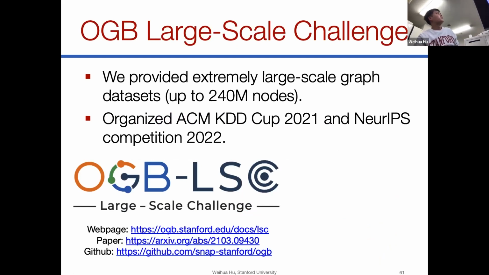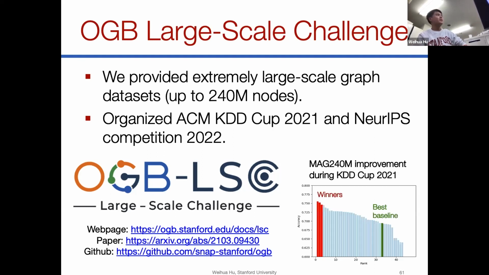We also went further to organize the graph machine learning challenge. We thought OGB is really great, but the scale of OGB doesn't reflect the industrial scale of graphs that we find in many applications. So we provided extremely large graph datasets up to 240 million nodes, and I think it's around 300 or 400 gigabytes of data that we distributed, and we organized the KDD Cup and NeurIPS competitions around these datasets, and we've seen huge improvement on our datasets as well. For all the details, please check out our webpage. You can find more details there.